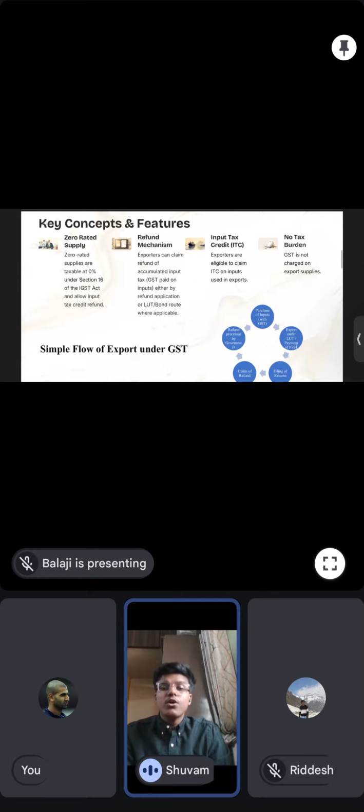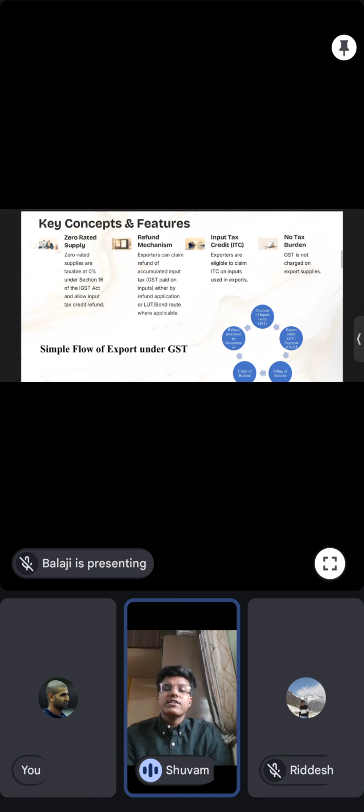Refund mechanism. There are two ways exporters can claim benefits. Export under LUT or bond without paying IGST and claim refund of ITC. Or export with payment of IGST and later claim refund of IGST paid. This ensures that GST does not become a cost component in exports.